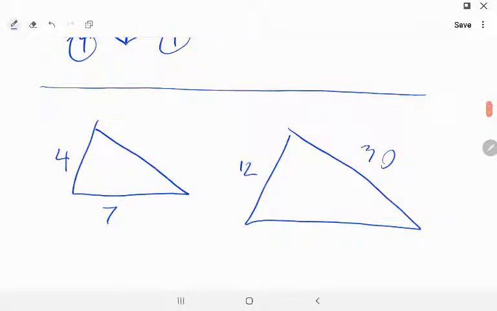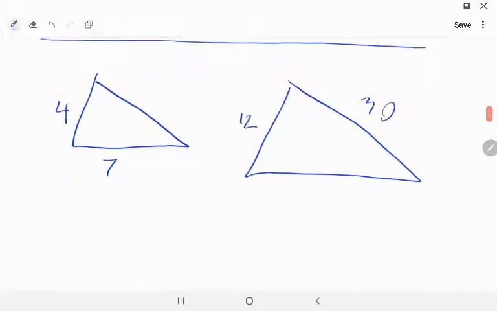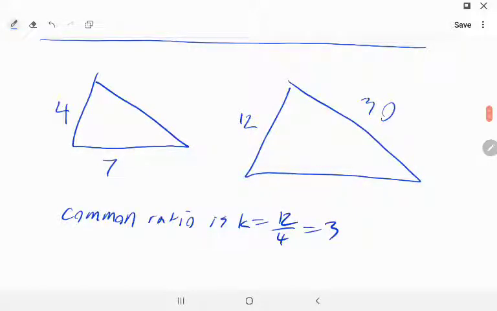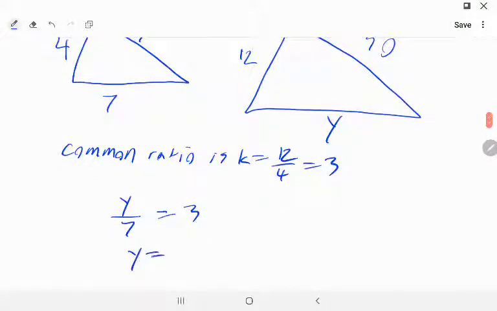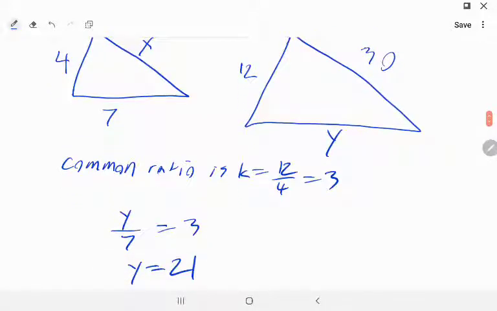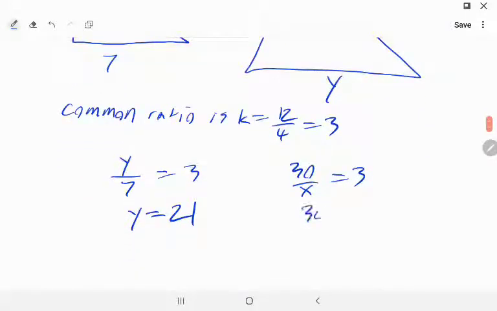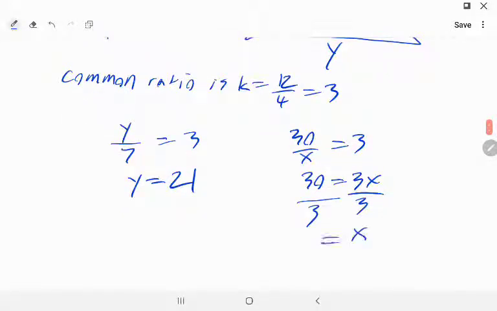So we notice that the common ratio is k equals 12 divided by 4 equals 3. And so if we give these sides names, call them x and y, we know that y divided by 7 has to equal 3, and so y has to equal 21. We know 30 divided by x has to equal 3, so 30 has to equal 3x, and we see that x has to equal 10.